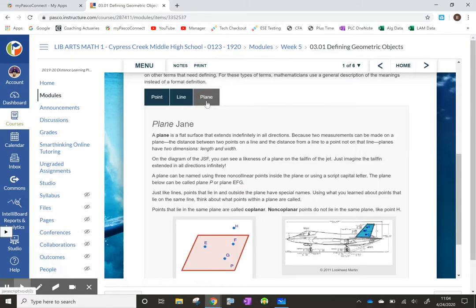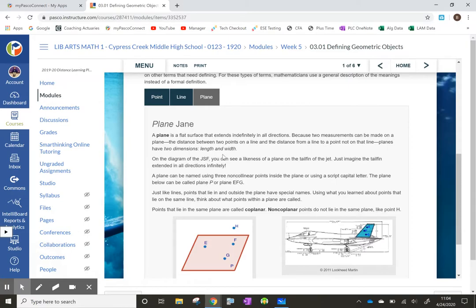And then you have plane. Now plane, we're not talking about the actual picture of a plane here. Plane is referring to a flat surface. So think of a piece of paper, right? A piece of paper is a good illustration of a plane. It's a flat surface. Now a plane extends indefinitely in all directions, and it's considered two-dimensional, length and width.